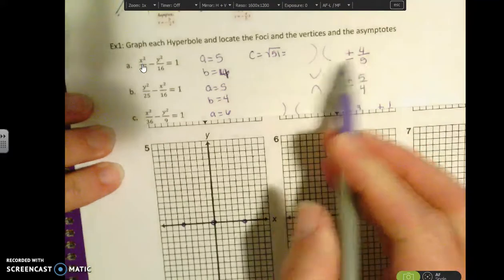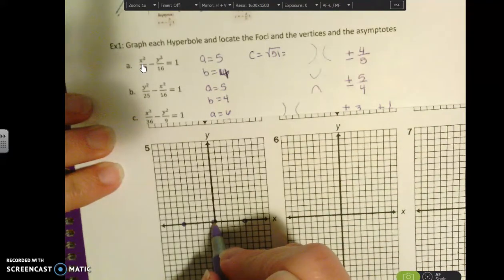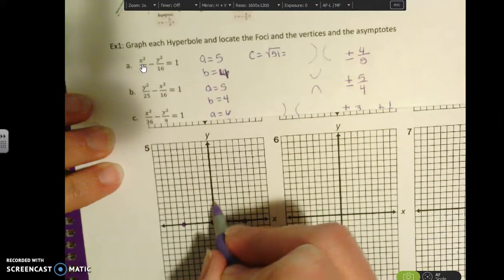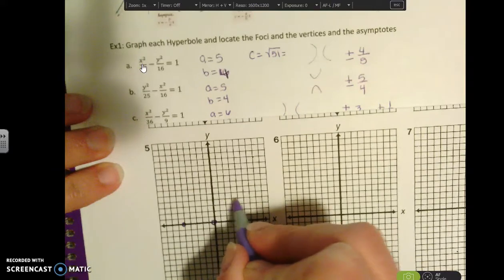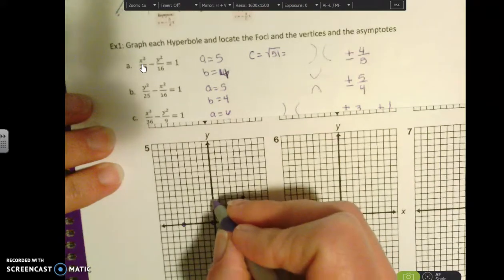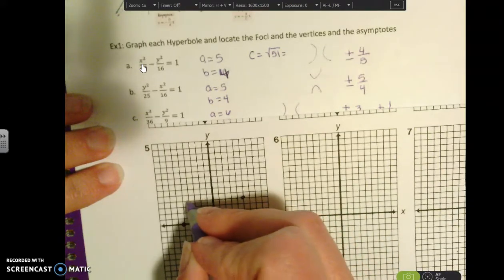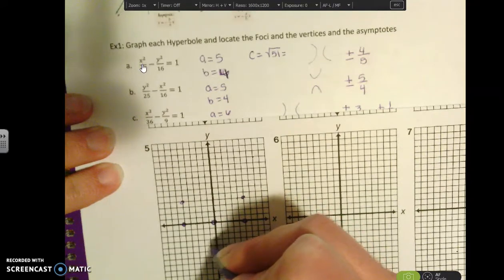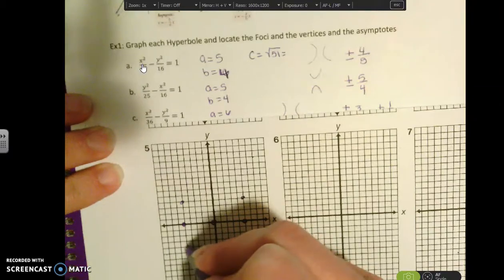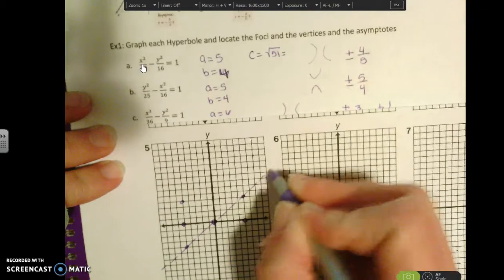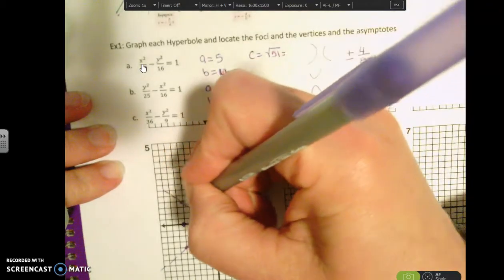And then we're going to use our asymptote to graph the asymptotes and use that information. So from the center, we're going to graph our slope of up 4 over 5. And then we're going to also go up 4 to the left 5. So our asymptotes are going to be this line right here and this line right here.